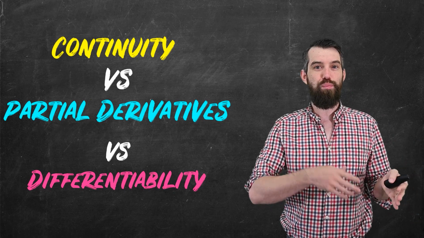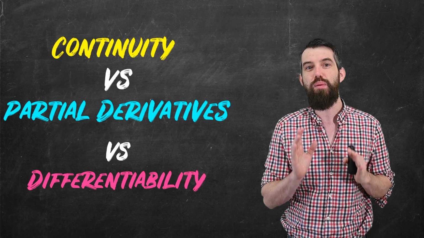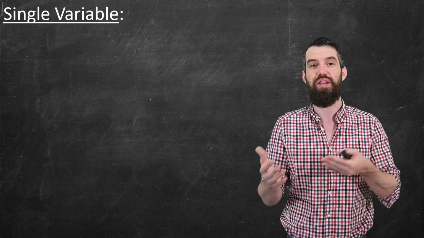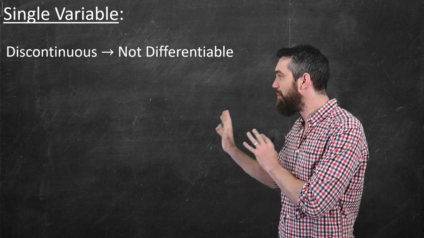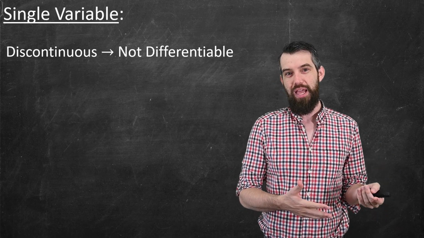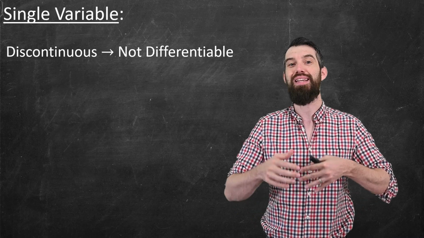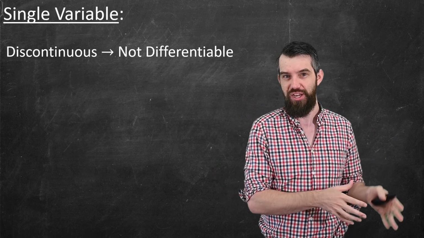Now, before we dive into the multivariable situation, let me just briefly remind you of what was going on in single variable calculus so that we have something to compare to. In single variable calculus, there was this very important relationship that if you had a discontinuity of a function, then the function was not differentiable. And then the contrapositive of that statement is that if you have a differentiable function, it had to be continuous.